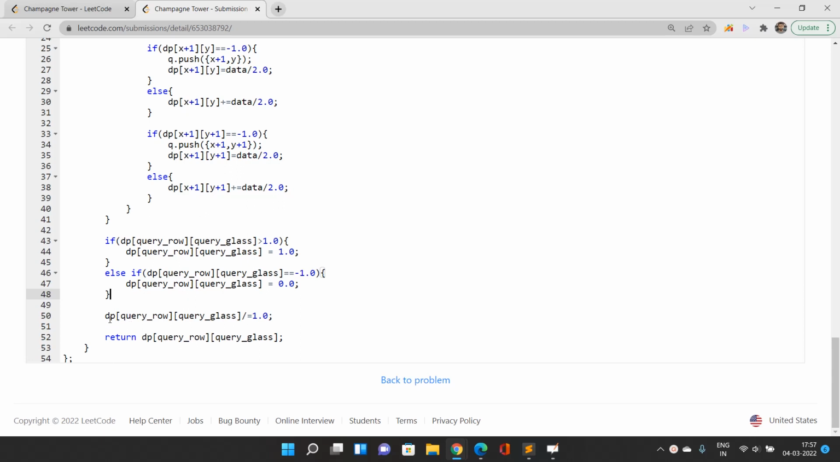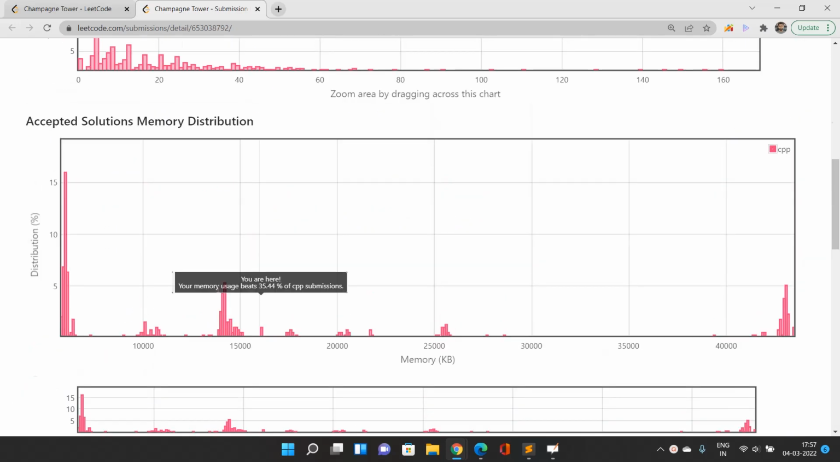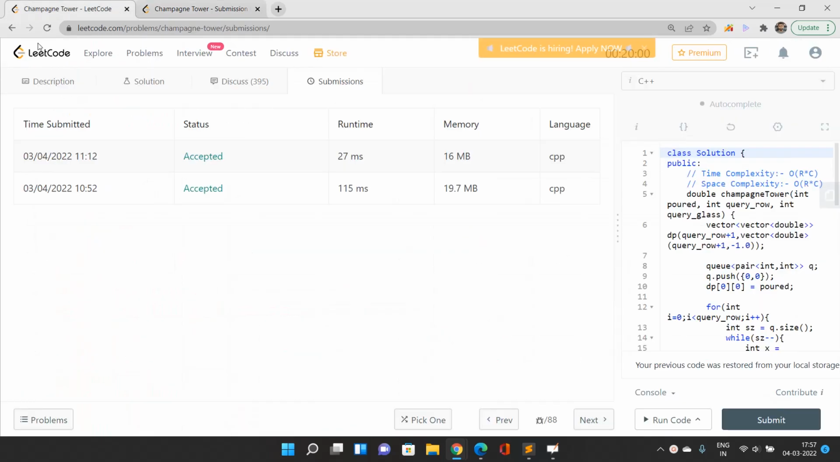So what you're going to do is divide by 1.0. Okay, so it is nothing but it remains the same, so if you remove it, it doesn't matter. And finally you need to return this value, dp of query row and query glass, right? So this will give you all test cases passed.